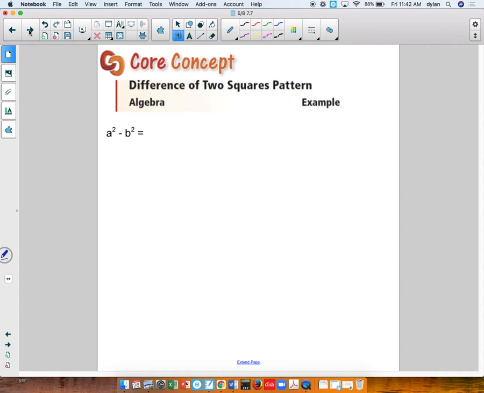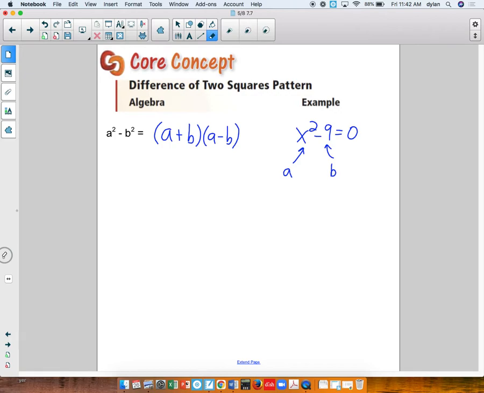So if we think about that in reverse, if we're given a squared minus b squared, we can factor it into a plus b times a minus b. Like, as an example, if the problem was x squared minus 9 equals 0, our a term would be x, our b term would be 9, and so I apologize. Let me rewrite this slightly.